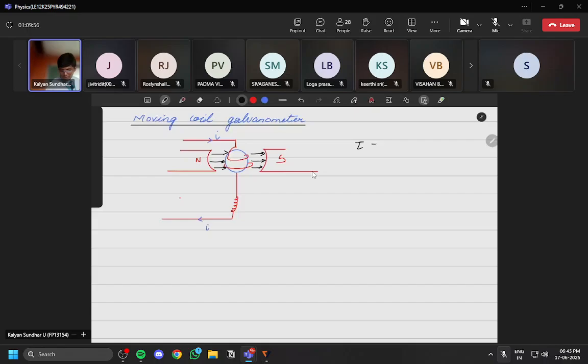Now tau applied is n I a b. So from this we find theta by I. Theta by I will be equal to n a b by c. This is what we call current sensitivity. Its SI unit will be division per ampere. Theta by I, not I by theta. Theta by I is called the current sensitivity.